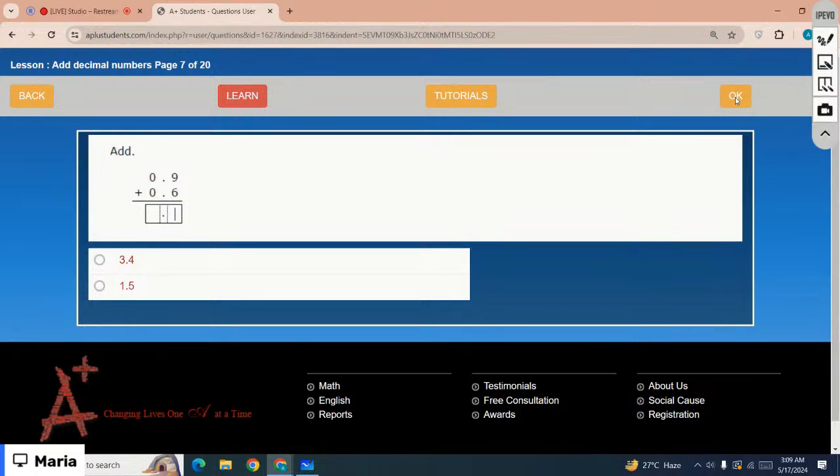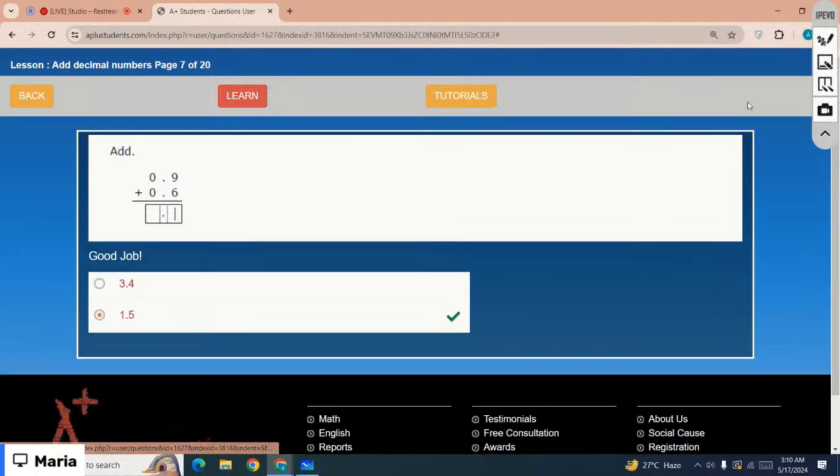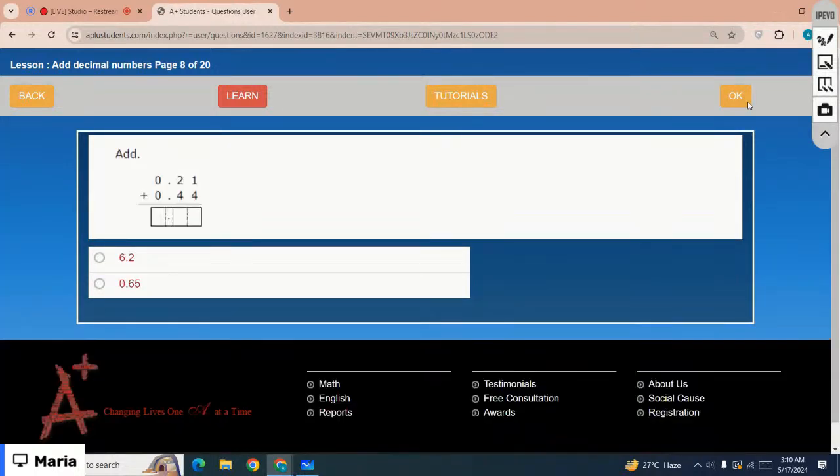The next one is 0.9 plus 0.6, which is the correct option? The correct option is 1.5. Okay, you can complete the lesson by yourself later today. Let me move on to the next lesson.